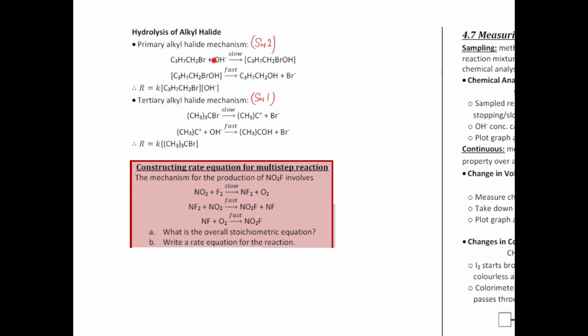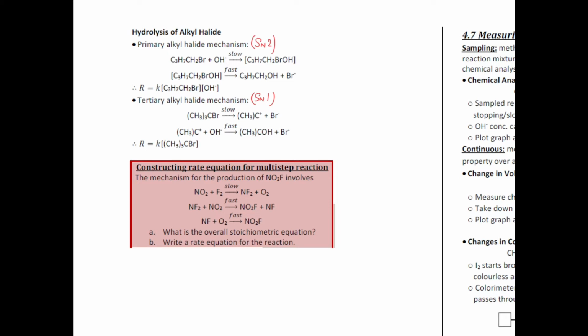Okay, so the slow step is to form the pentavalent transition species. So it takes time, it's slow, and this slow step is the rate determining step, and hence the rate equation is K, this thing first order, because here 1, and this hydroxide first order also. So like what we discussed before, the slow step will determine the order.